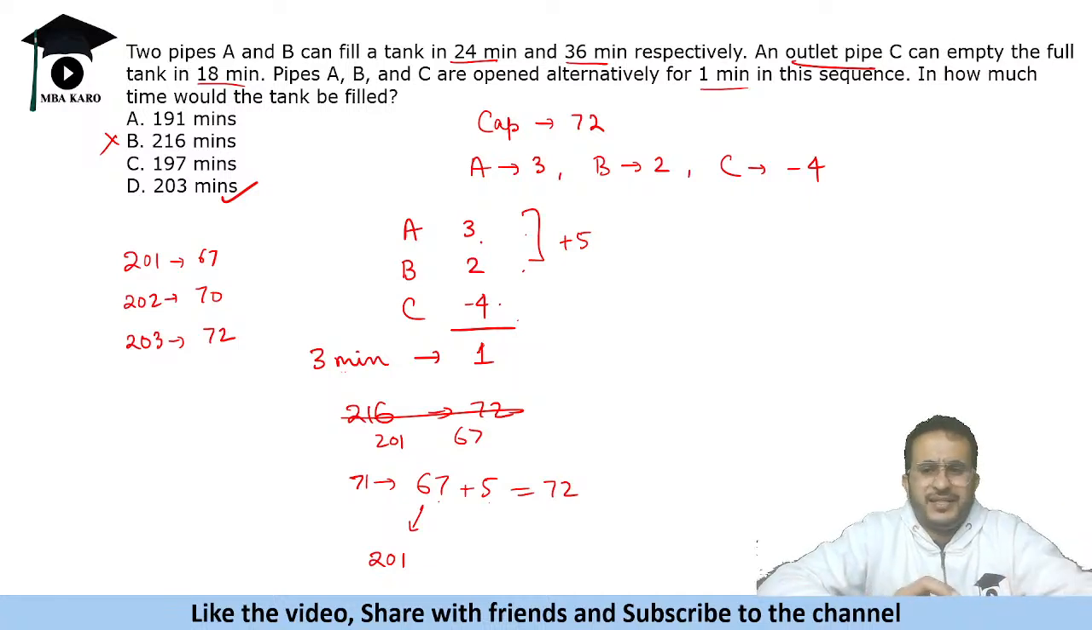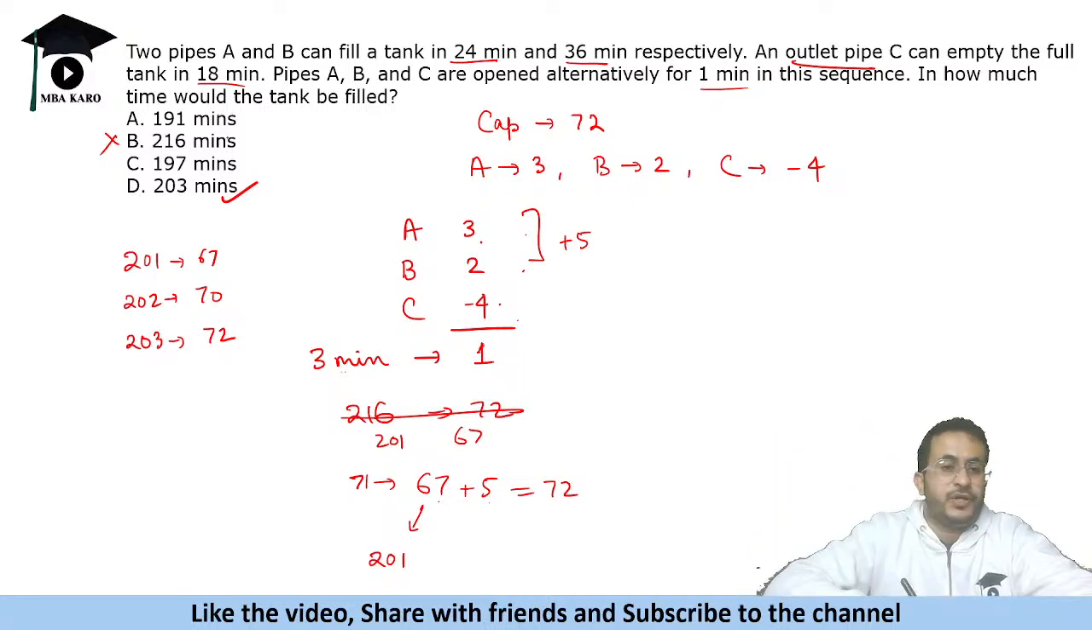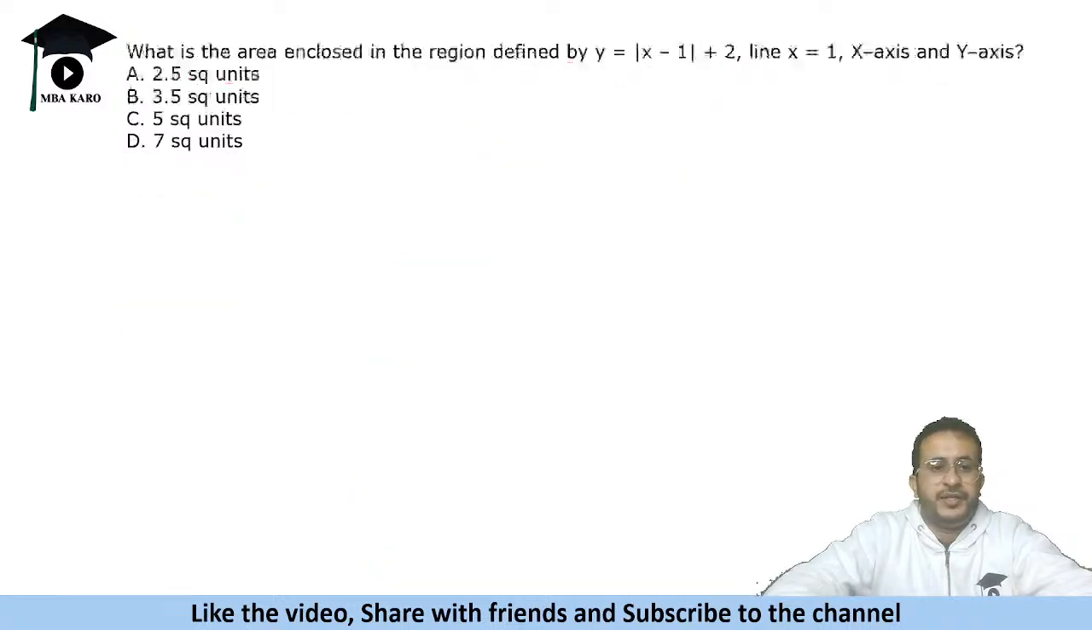Sometimes like this is a 5 question. If it was work, people are working, then also you need to see how many complete cycles there are and who is working in that hour. Okay, so I hope you got it. 203 is the correct one. Well, let's move on to the next question.